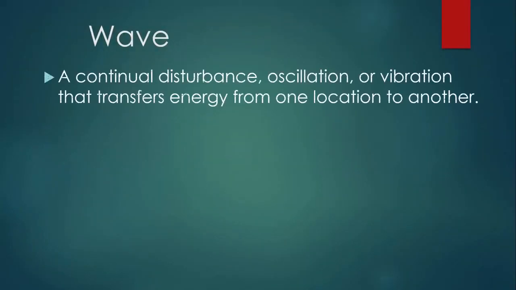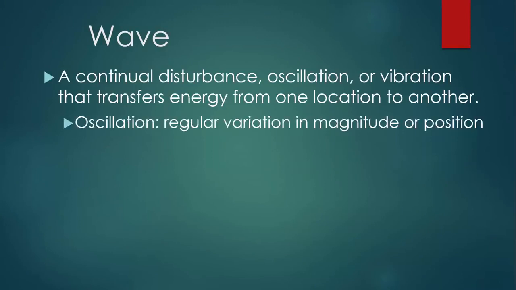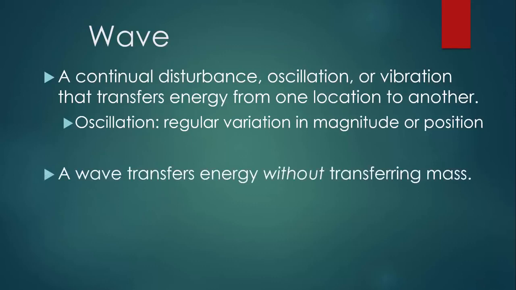But as far as we're concerned, a wave is a continual disturbance, oscillation, or vibration that transfers energy from one location to another. An oscillation is a regular variation in magnitude or position. So this is something moving up and down over and over again, or left and right over and over again, or something like that. This is very important to note. A wave transfers energy without transferring mass.